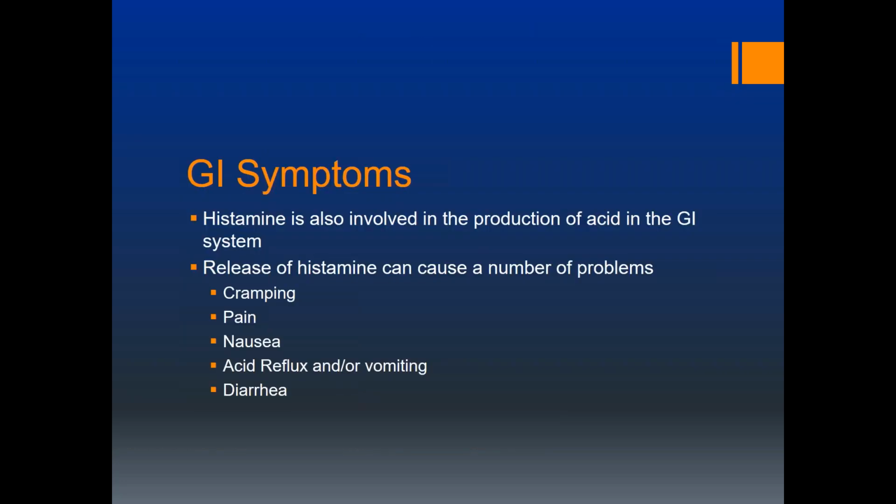Next, we'll get into the GI symptoms. That histamine is being produced and helping to produce stomach acid. So our GI system will still possibly become upset with a big histamine release. Some of the GI complaints that our patient may have would be some cramping or some pain in their abdomen, some nausea, maybe some vomiting, some buildup of stomach acid. So they may complain of some heartburn-like symptoms or some diarrhea.